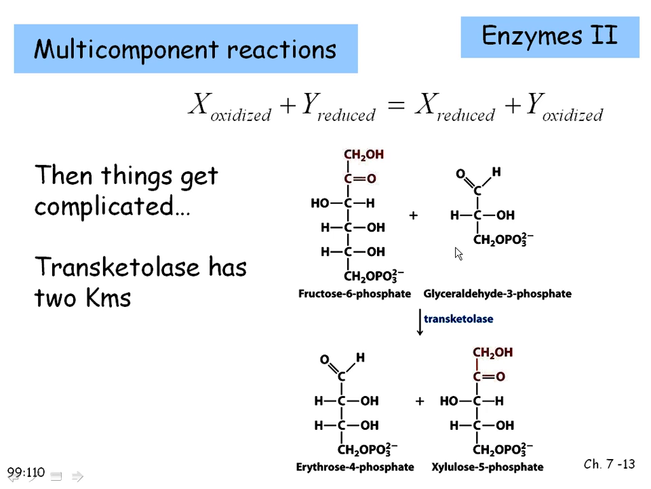Or, for example, this is another enzyme called transketolase. These are its two substrates. These are its two products. And what transketolase is going to do is to move that 2-carbon fragment on top of that. You're going to end up with a 4-carbon and a 5-carbon fragment overall. But again, two substrates, two products. You can imagine the math starts to get a little bit more tricky.